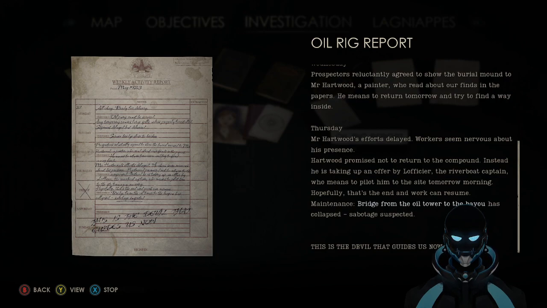Thursday. Mr. Hartwood's efforts delayed. Workers seem nervous about his presence. Hartwood promised not to return to the compound. Instead, he has taken up an offer by L'Officier, the riverboat captain, who means to pilot him to the site tomorrow morning. Hopefully that's the end. Work can resume. Maintenance. Bridge from the oil tower to the bayou has collapsed. Sabotage suspected. This is the devil that guides us now.